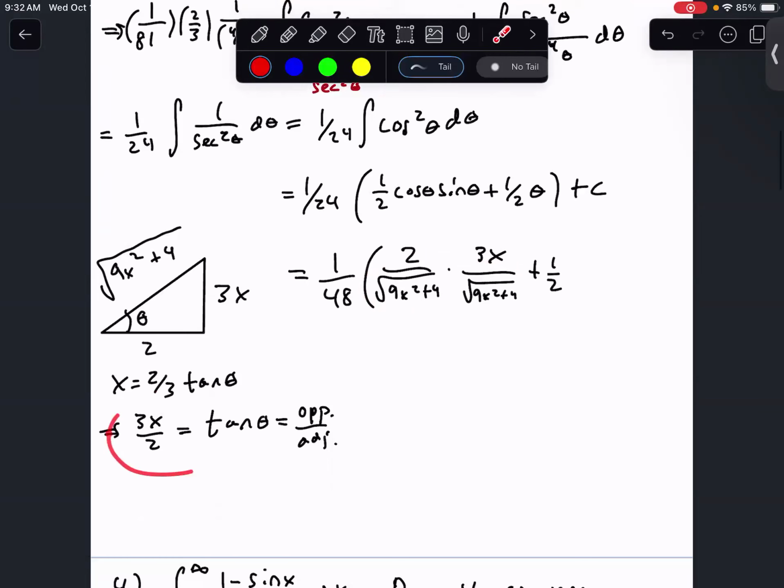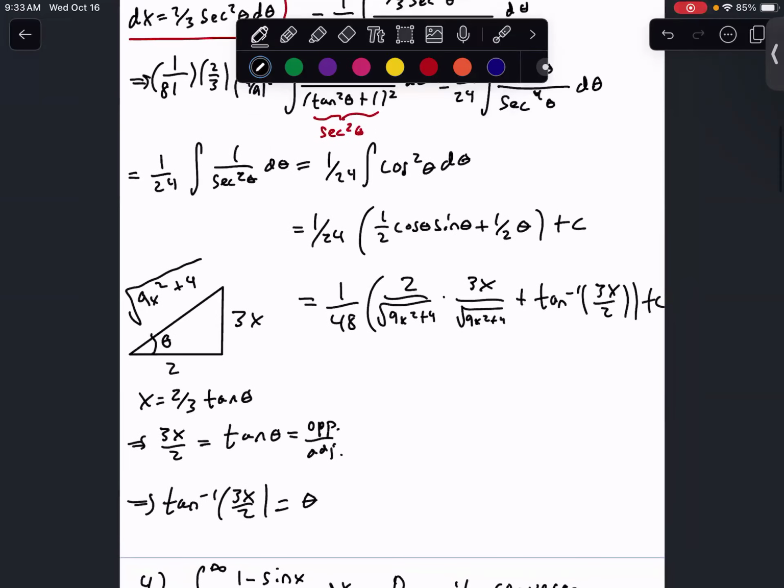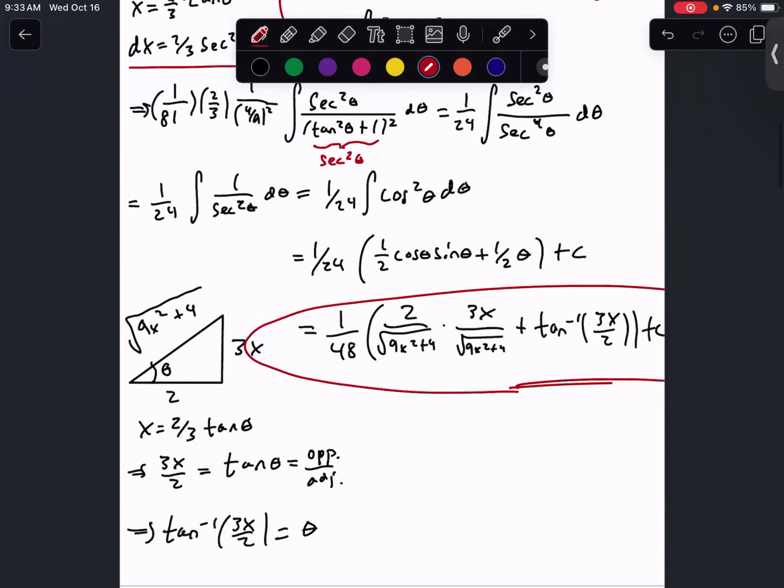So we found that tangent theta is equal to 3x over 2. If you want to solve for theta, just apply arctangent to both sides. So we have inverse tangent of 3x over 2 is equal to theta. Oh, I factored out the 1/2, so this shouldn't be here anymore. So this will be plus inverse tangent of 3x over 2. Okay, so you can simplify more if you want, but just leave your answer like this. From here, it's just kind of uninteresting.